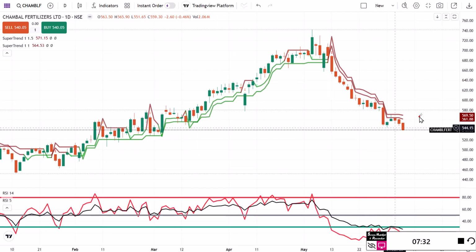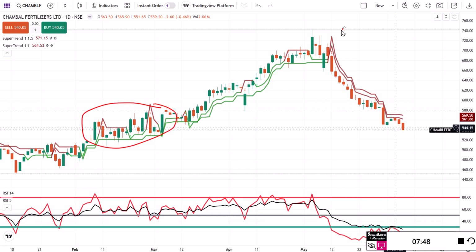Let's take a few more examples. This is an example of Chambal Fertilizer. We've been chasing this stock. If you go to my last video, this was RSI 35 below. This stock has some serious issues. There's a very strong consolidation zone. From this zone, the stock broke in the vicinity of 500.